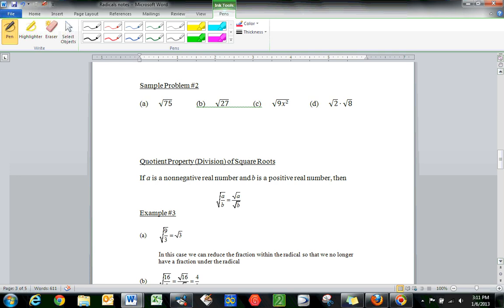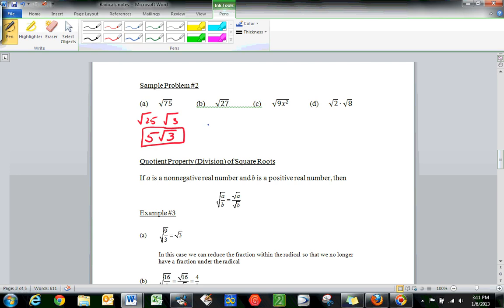Okay, so if we look at this, the square root of 75 has a factor that is a perfect square. We have 25, which is our perfect square. So if we break this up, I'm going to have 25 and 3, and I can break those into separate radicals. The square root of 25 is 5. The square root of 3, however, cannot be broken apart any farther, so we would just leave it as 5 times the square root of 3. Now this is simplest radical form, so we would stop right there.